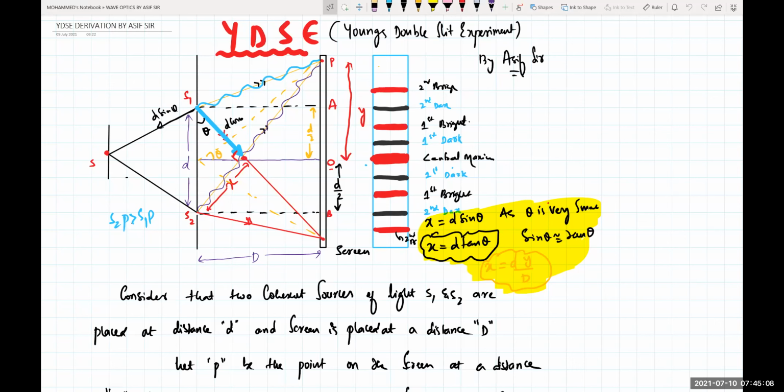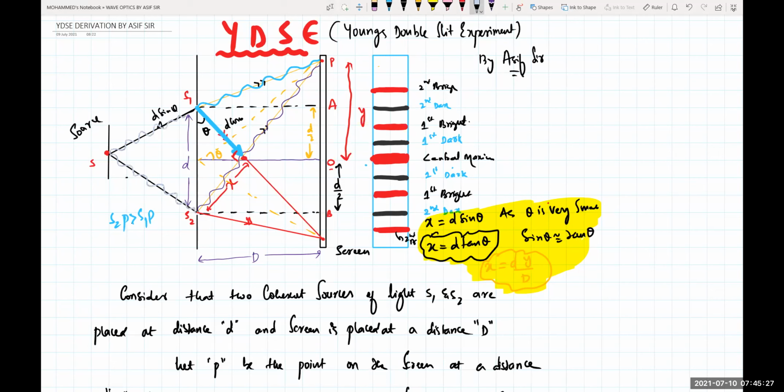See here, Young's double slit experiment, YDSE. Now what we are doing is taking a source here. This is your source, the parent source. From this parent source, the ray of light is going, beta. So this ray of light is going like this, and this ray of light is going like this.